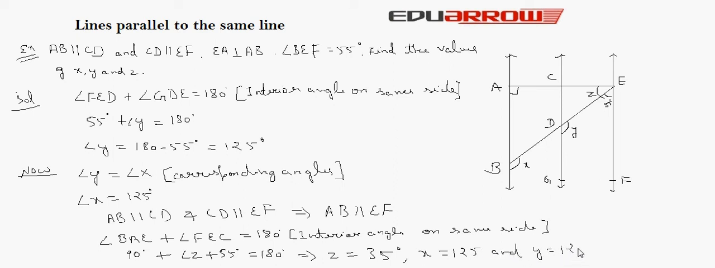So we have here Z is equal to 35 degrees, X is equal to 125 degrees, and Y is also 125 degrees.